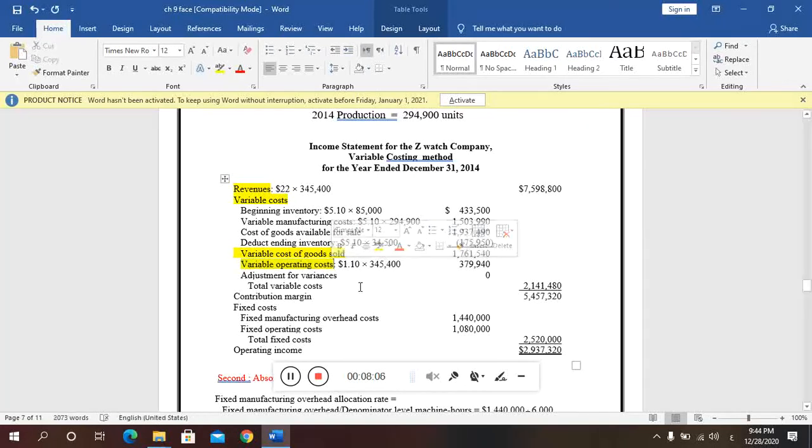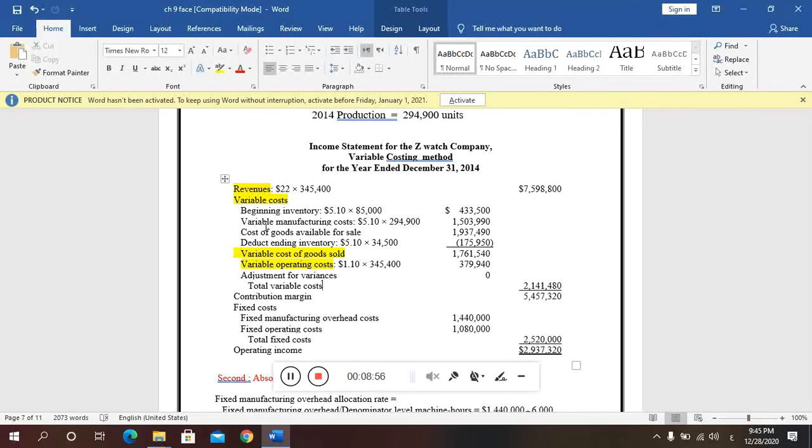So our first step is to compute the revenues. Revenues equal units sold multiplied by selling price. Units sold here is 345,400 units multiplied by the selling price, which he gave me as $22. So the sales revenue will equal $7,598,800, minus variable costs. And for variable costs we will get variable cost of goods sold plus variable operating costs.